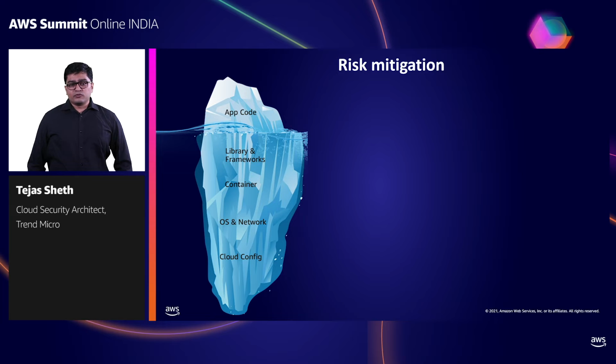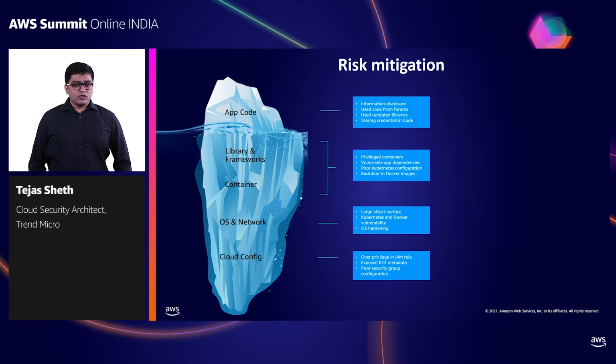But now it's time to mitigate the risk from the source itself. So at every layer of the application, there were multiple configuration vulnerabilities or application vulnerabilities. For example, developers are not following the best practices. Maybe let's say they are using old libraries that are outdated, or they are storing the credentials in the application code, or maybe the DevOps guys are creating the container with privileged access, or at the OS level there are instances that are not hardened enough, or at the cloud configuration level we were able to terminate the EC2 instance just because there were overprivileged IAM roles.